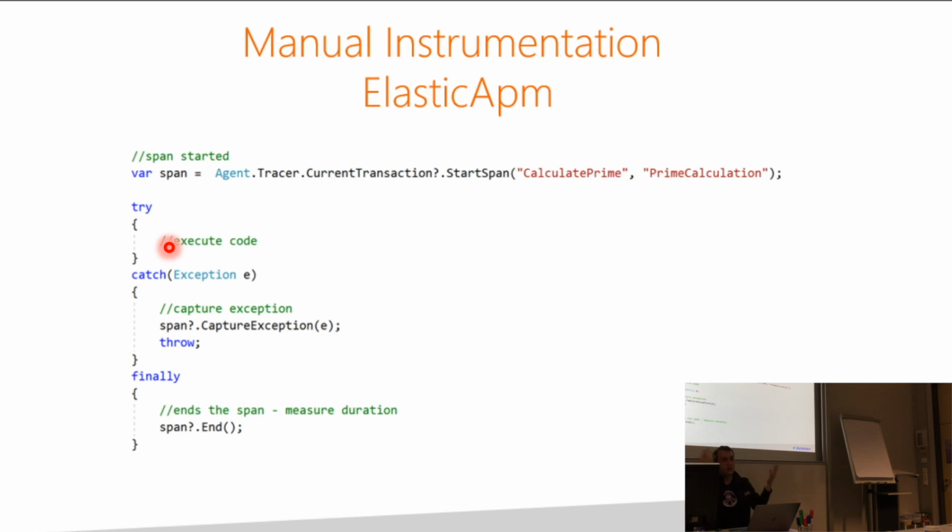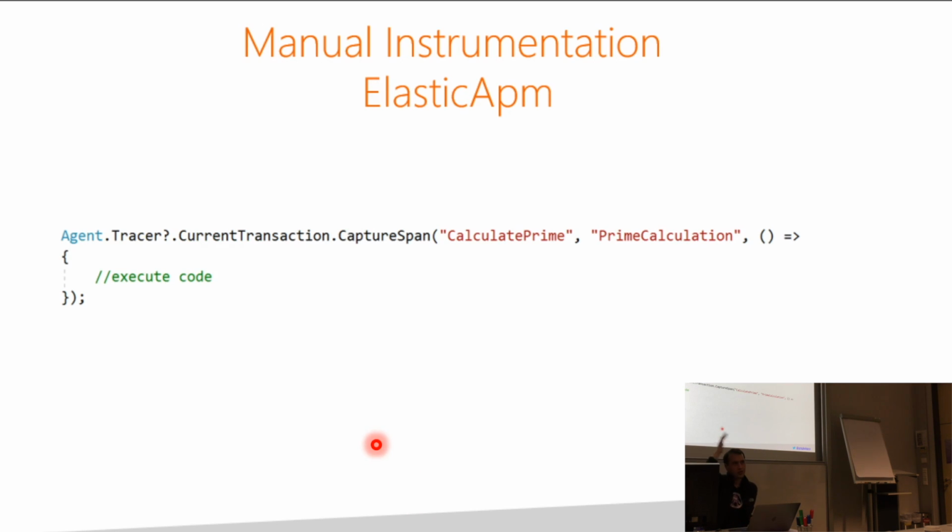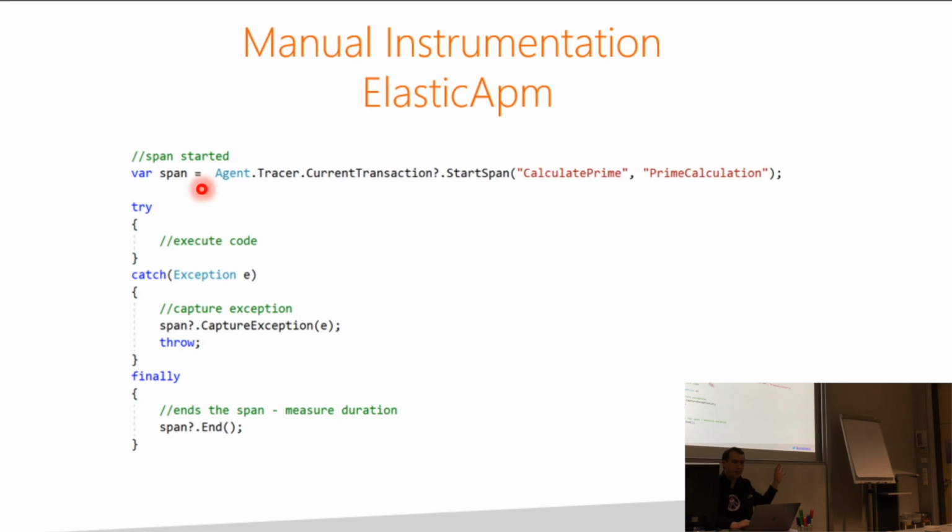Let's say you calculate a prime number. That could be an example. And then if there is an exception, you can capture that on the span, and then you end the span. This API also measures the time, so the time between this line and this line will be measured, and you will see that automatically. Now you can say, well, that's a lot of code. It's ugly. I agree. There is another API which just takes a lambda for you. You put your code in here that you want to measure, and this will start the span and end the span. So it measures the time of this lambda. If there is an exception, then it will also be captured.